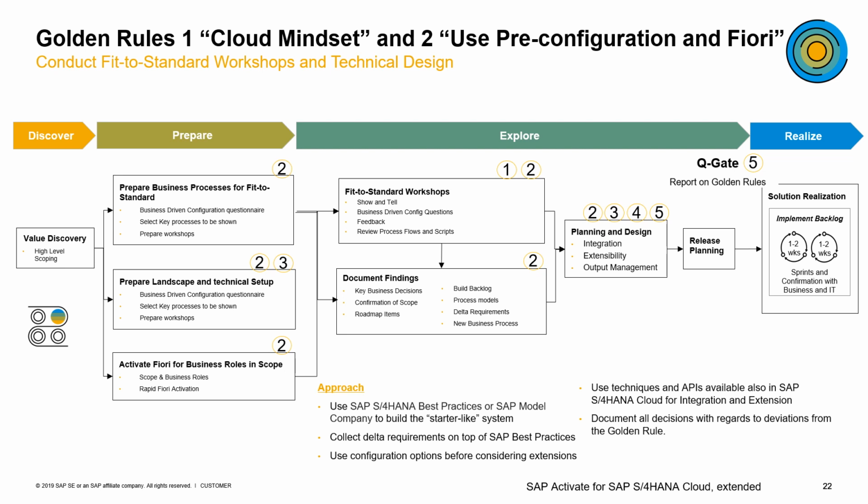The second big use of Rules 1 and 2 is the Fit to Standard workshops themselves. We're going to show and tell, involving business configuration Level 2 and Level 3 questions. Level 2 is for prepare, Level 3 is for explore, and they cannot be answered too early in the project. Some questions are too detailed and should wait until later in the project to be answered. The only other thing is to go through the business flows.